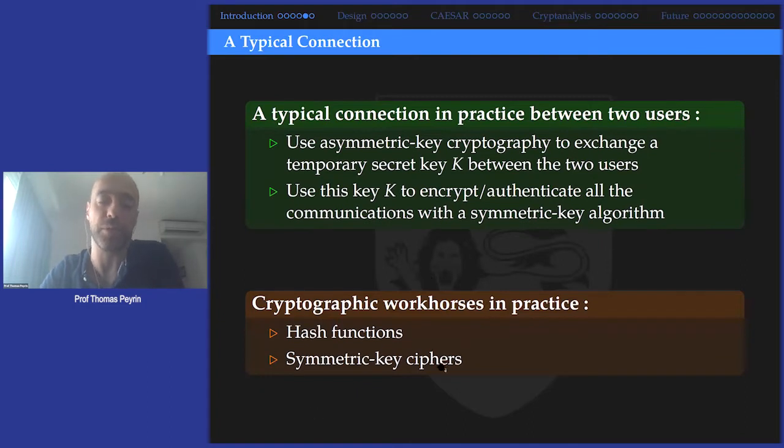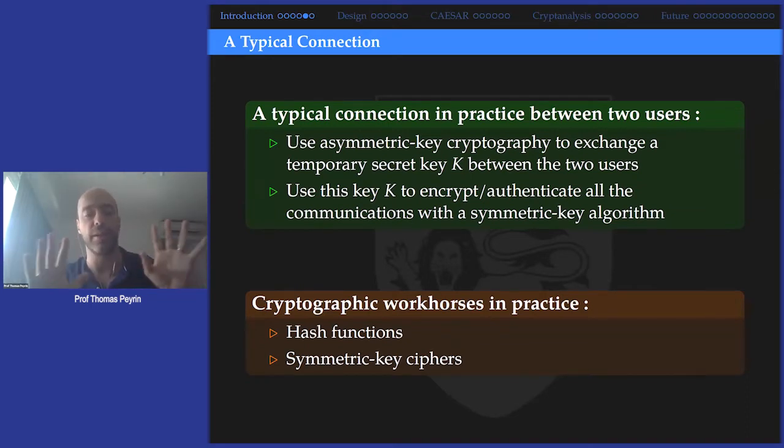So I personally work in symmetric cryptography, not on the asymmetric key part. So what I'm going to talk about today is symmetric key. And there are two main components that are used in symmetric cryptography: hash functions and symmetric key ciphers. And those are the two things, the two results, basically, that we're going to talk about in this talk.